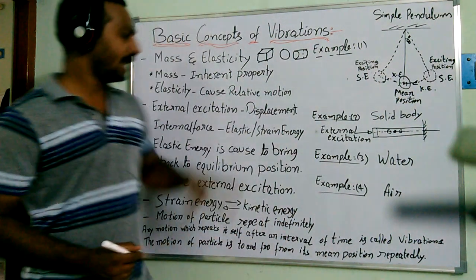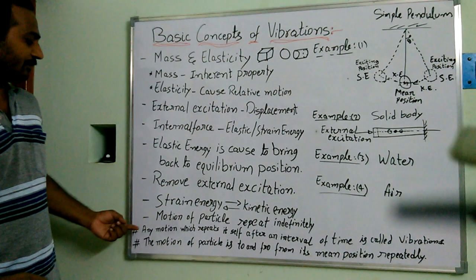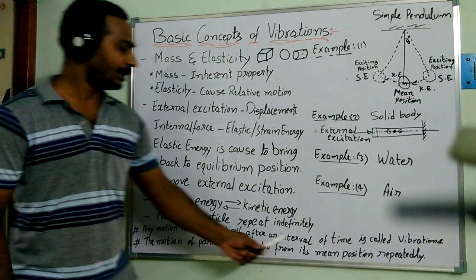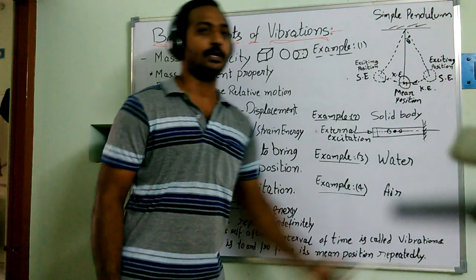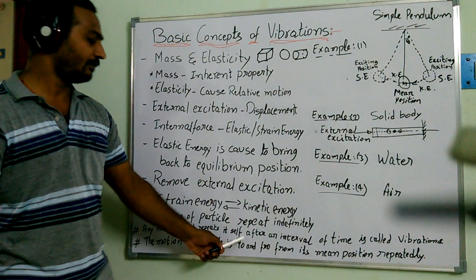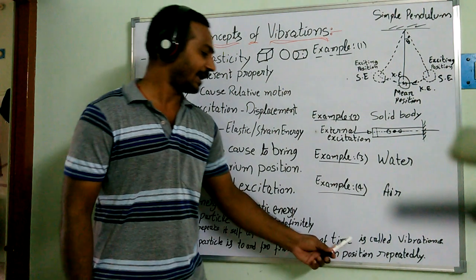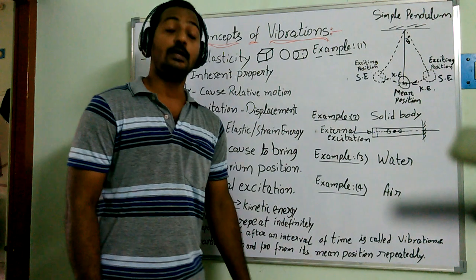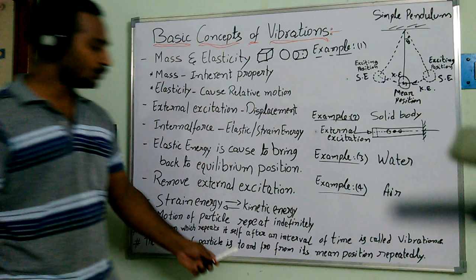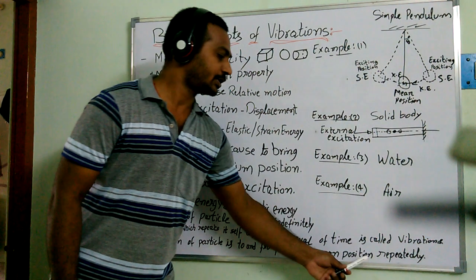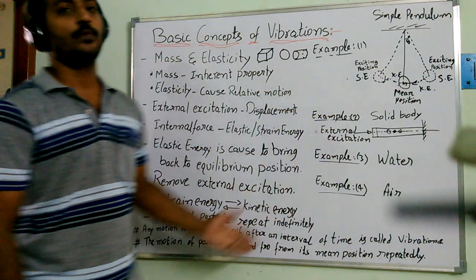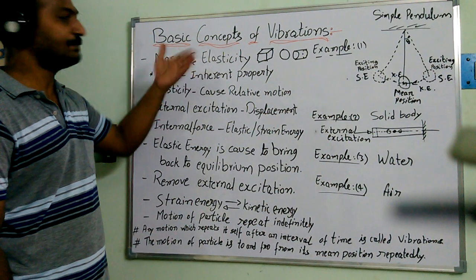So from this explanation, we can give the definition: any motion which repeats itself after an interval of time is called vibration. I am repeating again here: any motion which repeats itself after an interval of time is called vibration. The same definition we can say in other terms: the to-and-fro motion of a particle from its mean position is repeatedly repeated.